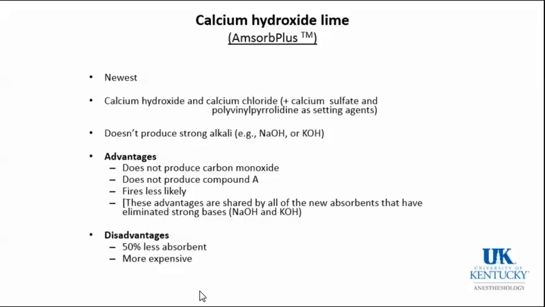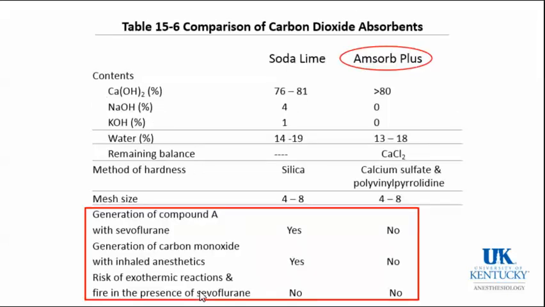The new agents got rid of the toxic alkali, namely sodium hydroxide and potassium hydroxide. So the advantage of these newer absorbents is that they generate less compound A, they generate less carbon monoxide, and they generate less heat. And for that reason, they are recommended. However, as always, there are downsides, and one is that they're less efficient, and secondly, that they are more expensive.